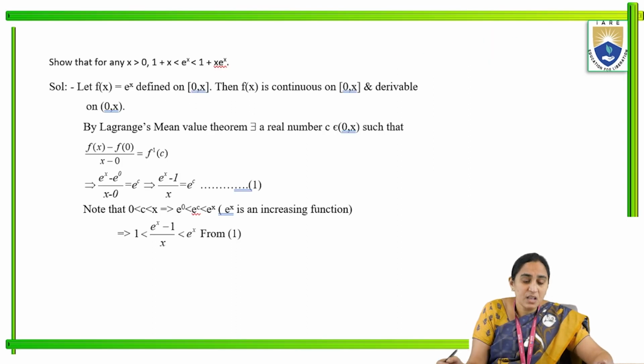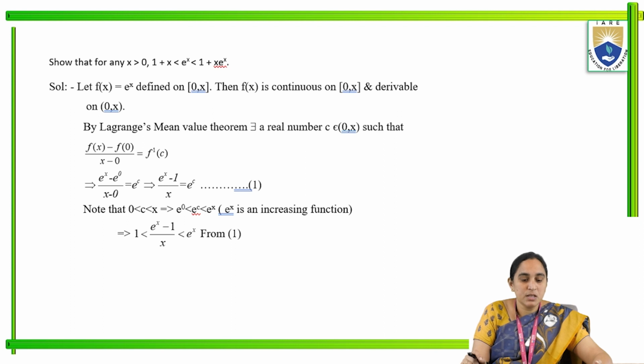Here the second question, that means the fifth question: show that for any x greater than 0, 1 plus x is less than e power x, which is less than 1 plus x into e power x. Sometimes it is not particularly stated to use Lagrange's mean value theorem, but even if it is not mentioned, here we get the proof from Lagrange's only. By using Lagrange's, first I am assuming the function.